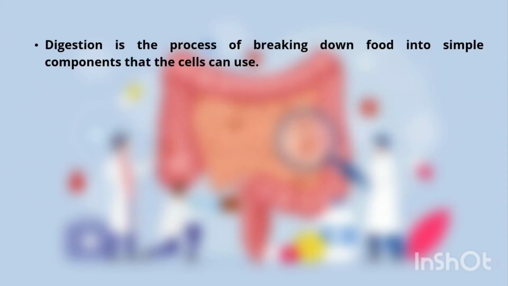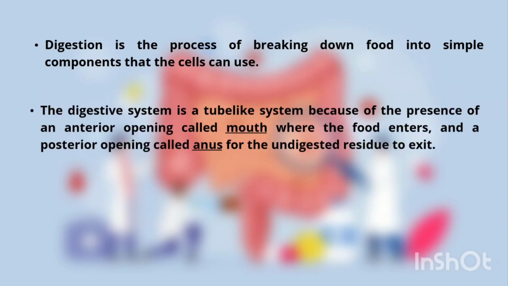Digestion is the process of breaking down food into simple components that the cells can use. The digestive system is a tube-like system because of the presence of an anterior opening called the mouth where the food enters, and a posterior opening called the anus for the undigested residue to exit.